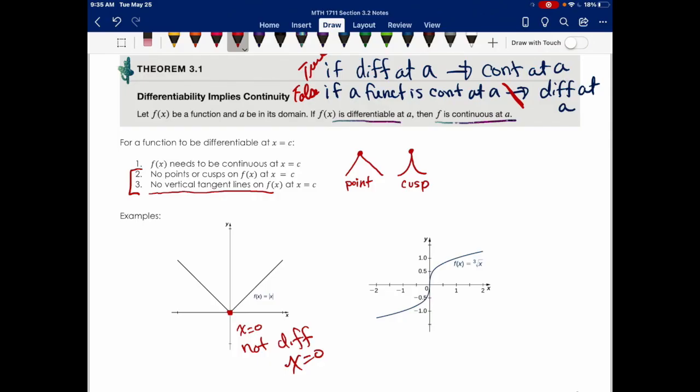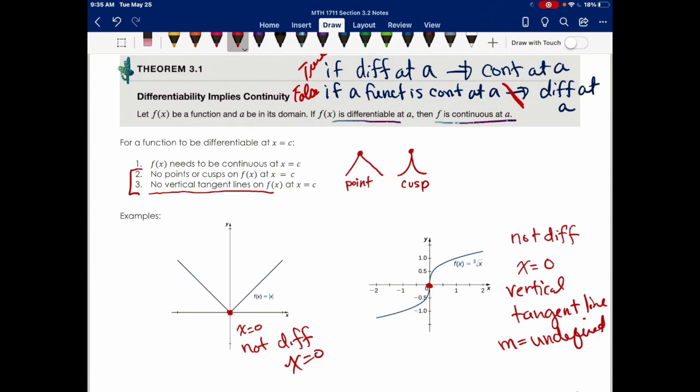Now for the second graph here, this is the cubed root of x. This is an example where it's continuous, but not differentiable at x equals 0. And this is because at x equals 0, there is a vertical tangent line, which means the slope of the tangent line is undefined. So if we were to graph the derivative of the cubed root of x, there would be no value at x equals 0 on the graph of the derivative because it's undefined.